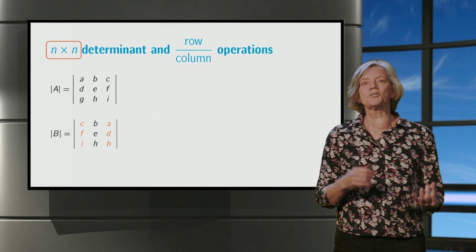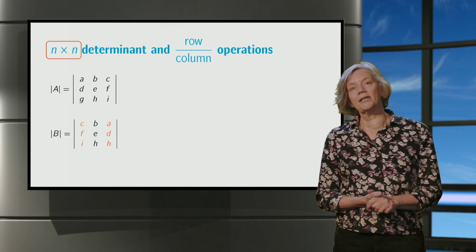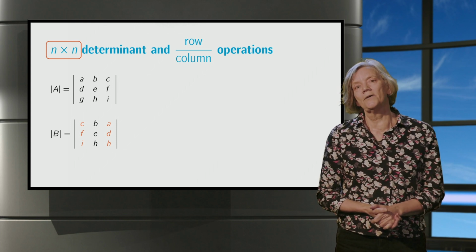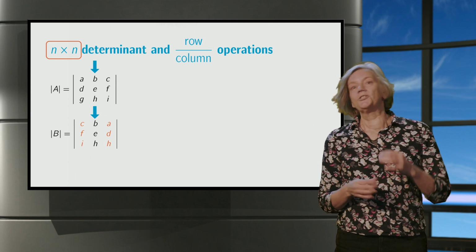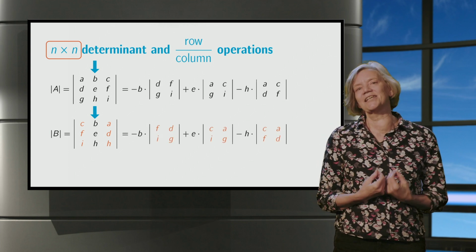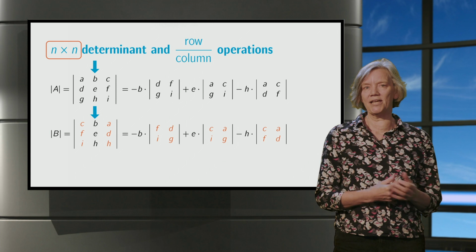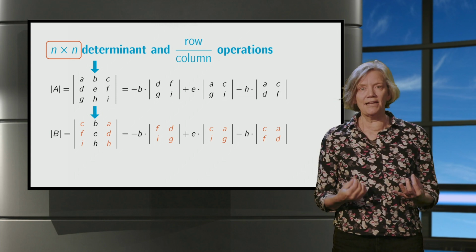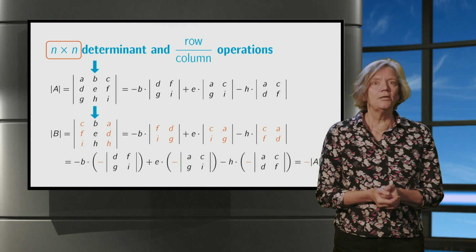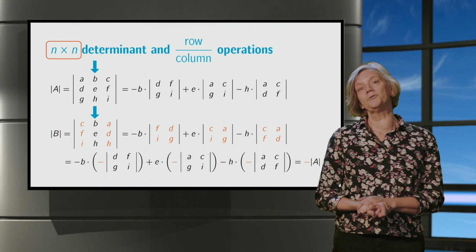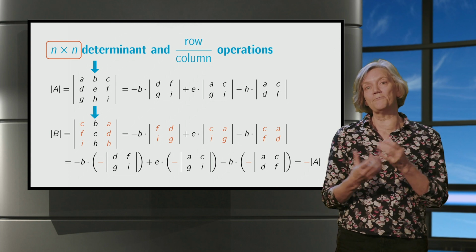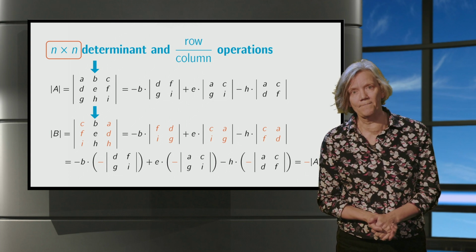For example, this matrix B is the same as matrix A, only its columns 1 and 3 have been interchanged. What about the determinants? The second column stays unchanged, so we can expand both determinants across that column. The expansions have exactly the same weights, minus B, plus E, and minus H. The differences between the 2 expansions are in the 2 by 2 determinants only. 2 by 2 determinants behave according to the rules that we have just derived. So also this 3 by 3 determinant of B is minus the determinant of A.